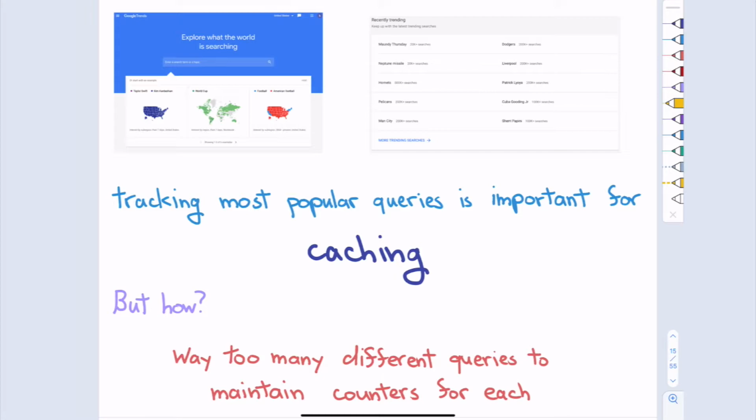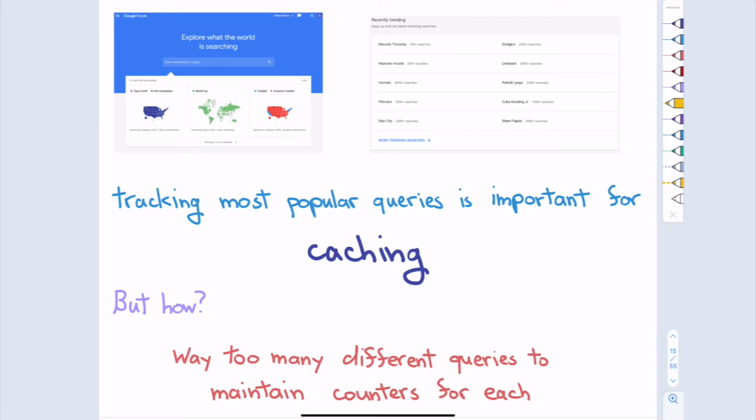But the problem they face is interesting, because you can query so many things to a search engine or to whatever other service. You can type in anything you want. A lot of it is not worth keeping track of, but you don't really know that a priori. So the possible set of queries is just way too many to actually reserve a counter for each one.